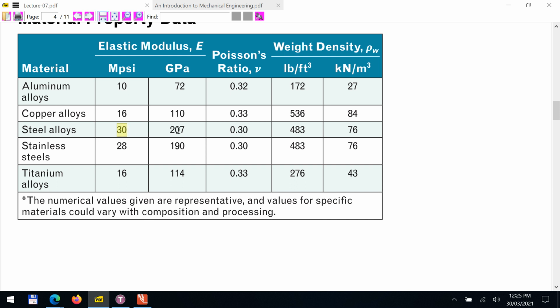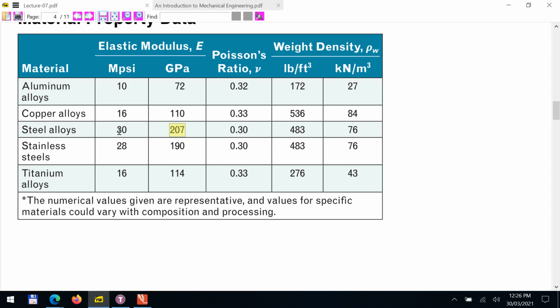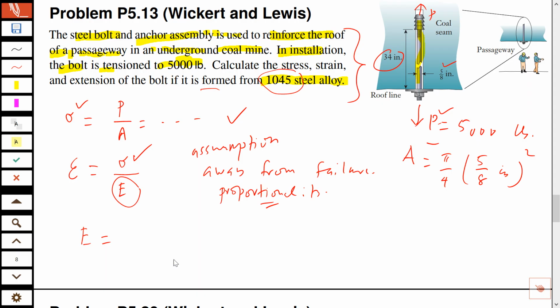इधर 30 मेगा psi और 207 गीगा पास्कल, डिपेंडिंग कि आपको यूनिट्स कौन से गिवन है. आपको चूंकि पाउंड गिवन है, so you will pick 30 mpsi. So E in our case is 30 mega psi. ठीक है? It's just a coincidence that you don't have MSI, although you have KSI, but there is no MSI. For that you need to write MPSI. So you just plug this and deal with the units and you can find out the strength.